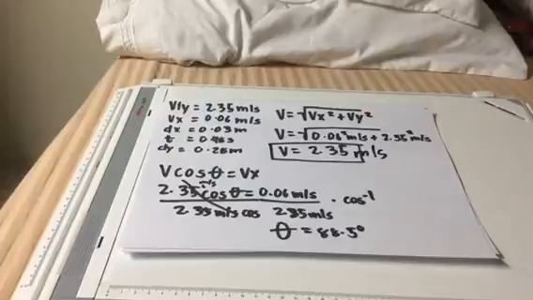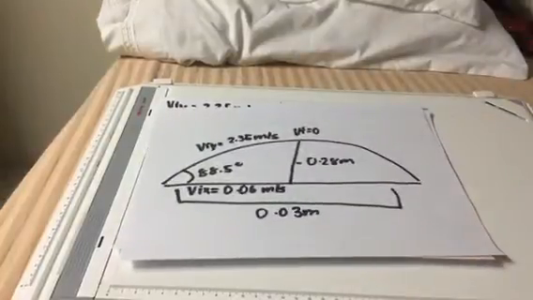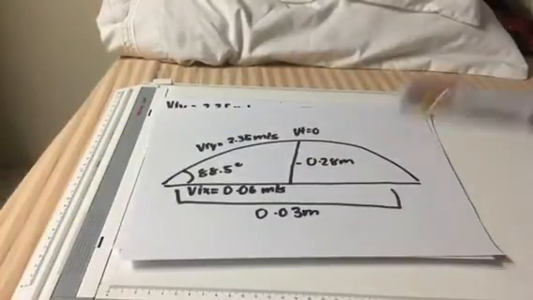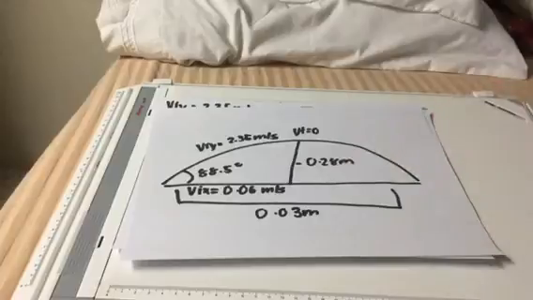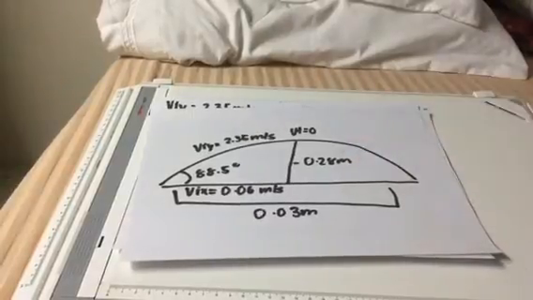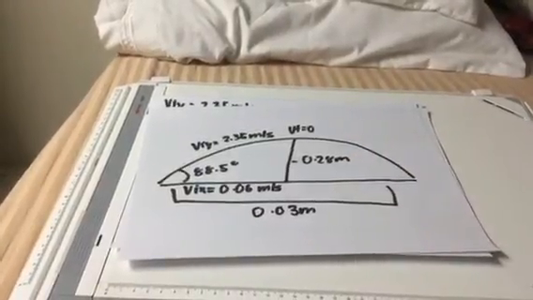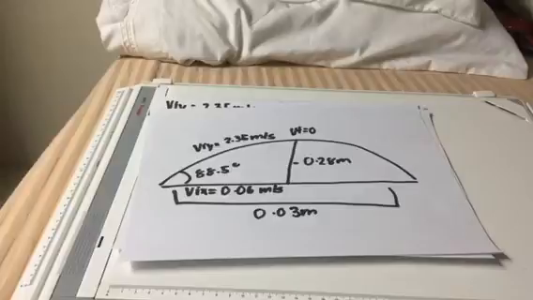Now, how would it look with the arc and everything? Here's how it looked. 0.03 is the dx, 0.06 is the initial velocity in the x-axis, dy is equal to 0.28 meters. Of course, the maximum is always 0 in case 2. ViY is equal to 2.35 meters per second, and the angle is 88.5 degrees.